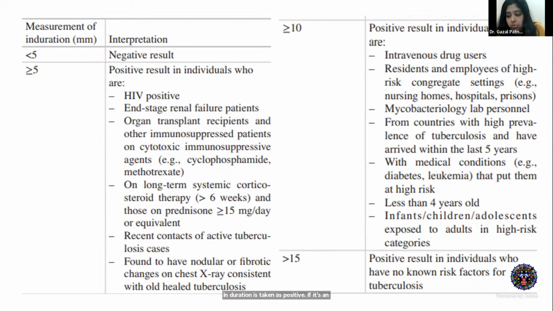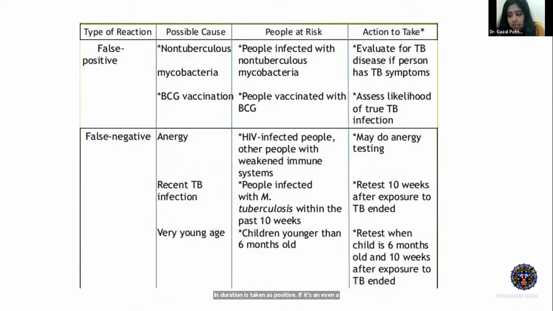So we need to be careful for false positive and false negative. False positive is possible if it is an atypical mycobacterial infection or the individual is BCG vaccinated. False negative could be seen in recent TB infections or in immunocompromised state. So a clinical correlation is a must. For false negative suspects, retesting should be done at around 10 weeks after the TB exposure has ended or when the child is more than 6 months of age.